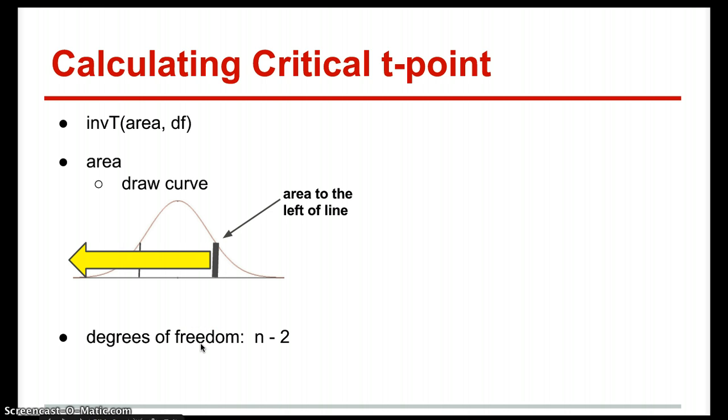And then remember our degrees of freedom are n minus 2 because we subtract 2 because we don't know the actual slope and we don't know the actual y-intercept, so it allows for more variation.